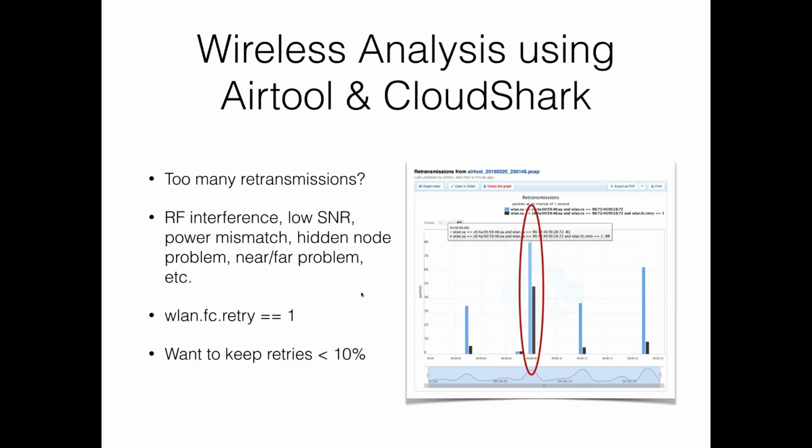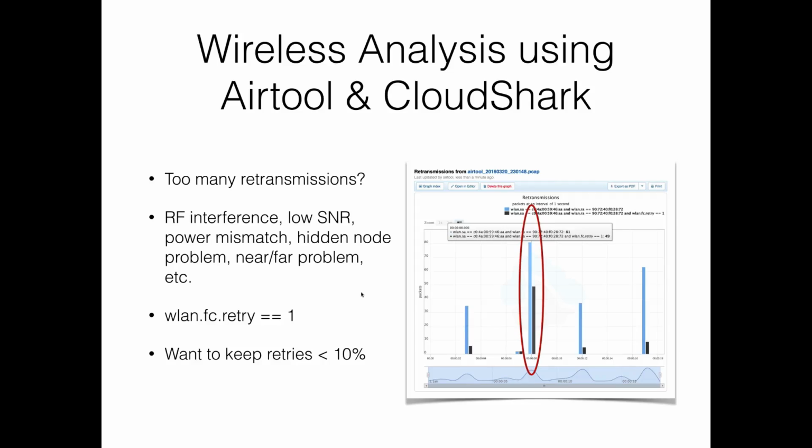And the other thing that's important to monitor in wireless networks is retransmissions. Why? Because retransmissions are the symptom of many problems in Wi-Fi. Retransmissions can occur because of interference, low signal to noise ratio, power mismatch.